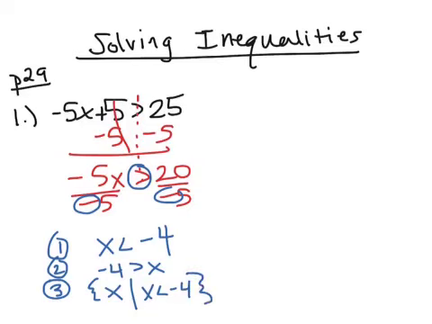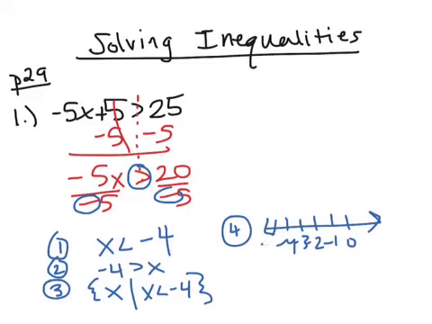I also could put it on a number line. So if I put it on a number line, since it's less than, it does not include negative 4. So it's going to be an open circle, and since it's less than, to the left is less than negative 4, so I would shade to the left. So those are what my 4 possible answer choices are.